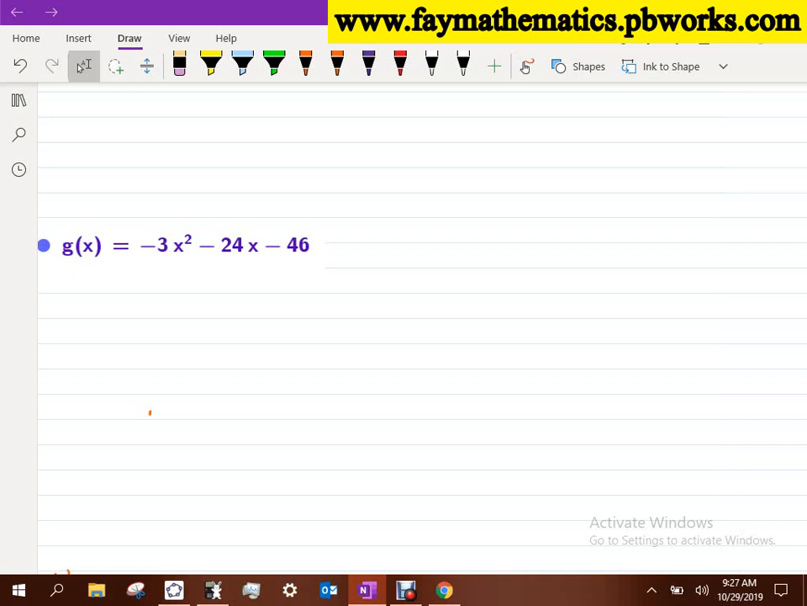From that, I don't know what the vertex is. I don't know all that kind of stuff. So I would have to do a little bit of work to get there.